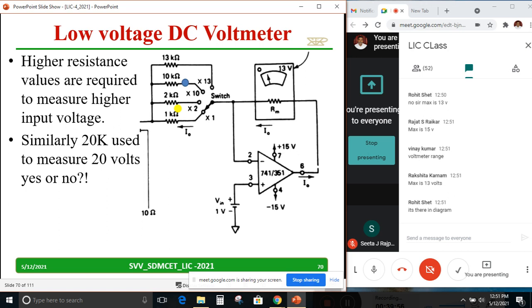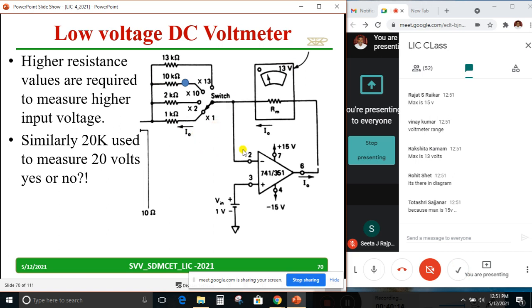Max voltage is 15, sir. It's there in the diagram, Rohit. Not in general, I am asking you. I can connect one more. No? See, I can remove 10K. I can connect 8. That time it will become 0 to 8. Got it? See, Totashri is typing.